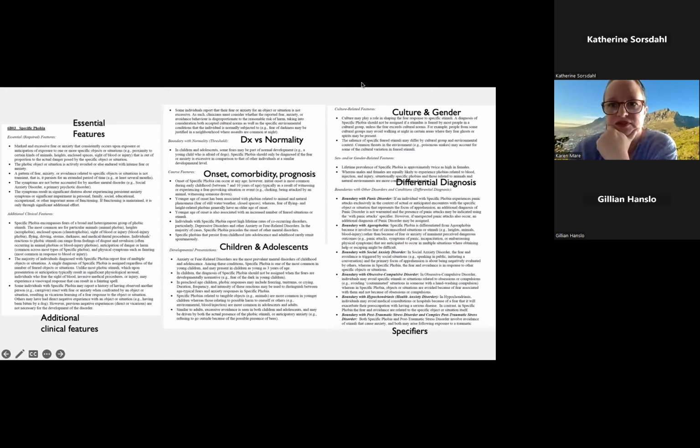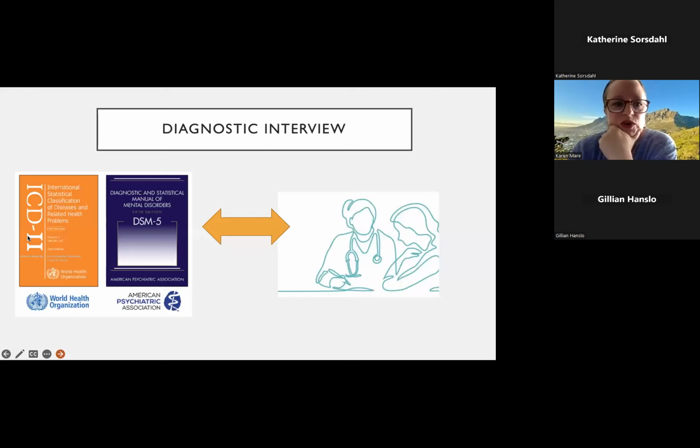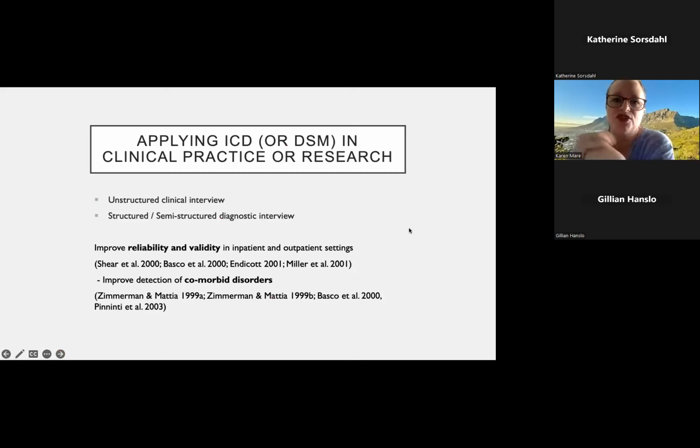And then lastly, there are specifiers, like something like with panic attacks. So you now have this wonderful classification system, whichever one you choose, but now you have to apply this in clinical practice or in research. And so how do you do that? So your options are really 2. You can do an unstructured clinical interview, which is you use your knowledge of these systems and you interview someone based on your experience of interviewing patients or participants. Or you can use a structured or a semi-structured diagnostic interview, which is what this second half of my talk is going to be about.